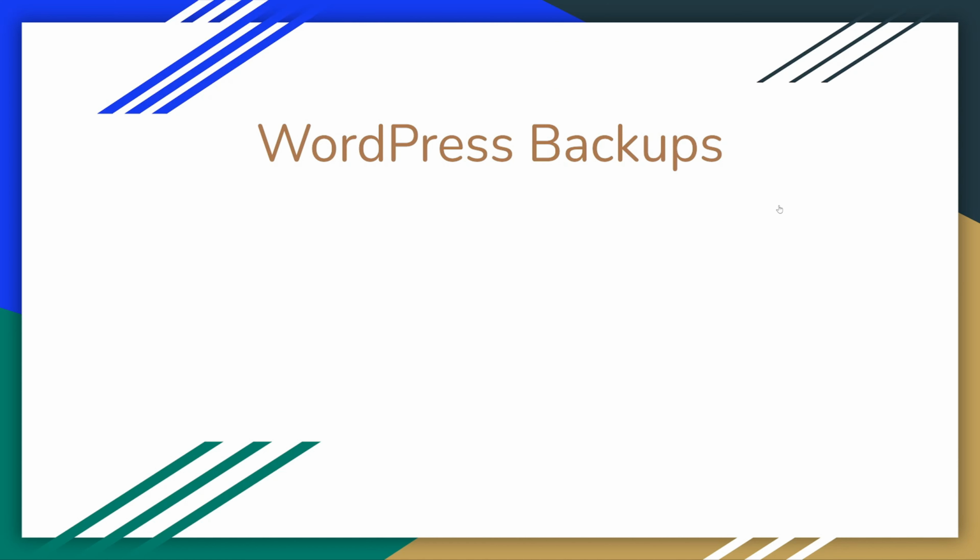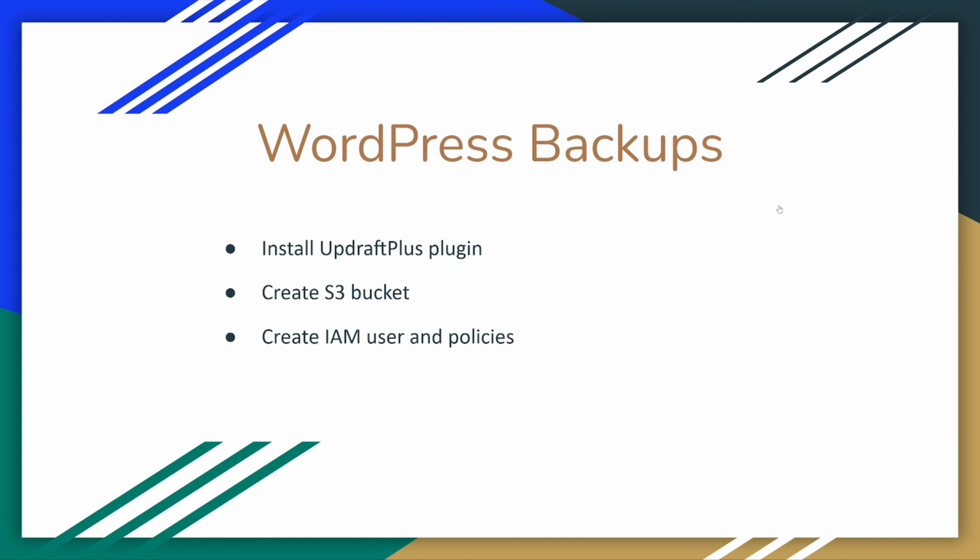I will show you how to back up your WordPress site to an Amazon S3 bucket. We will use the UpdraftPlus WordPress plugin to do this. I'll also guide you through setting up an S3 bucket, creating an IAM user and attaching the right permissions. And lastly, we will use an access key and secret access key to configure the backup settings. Let's get started.